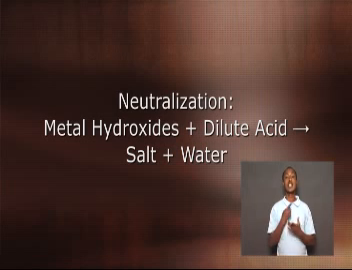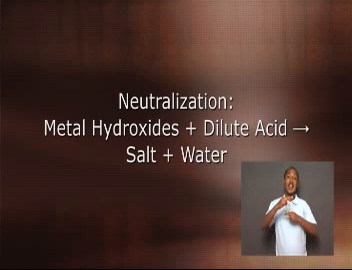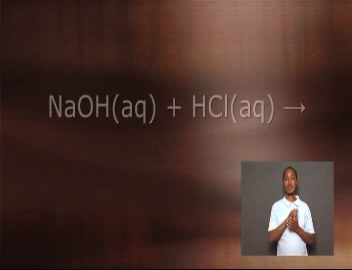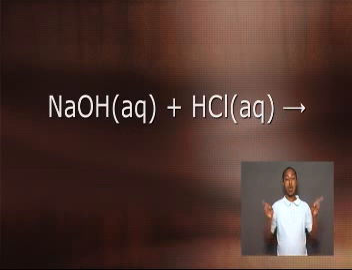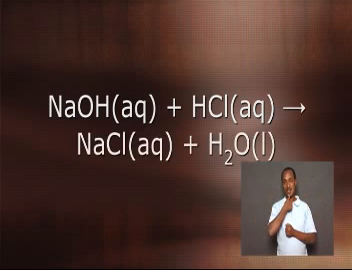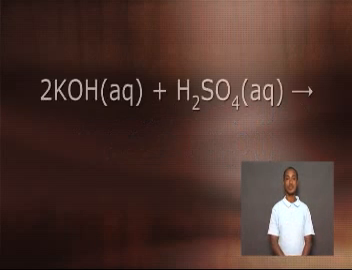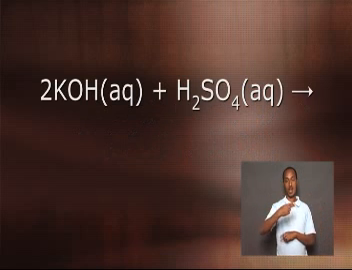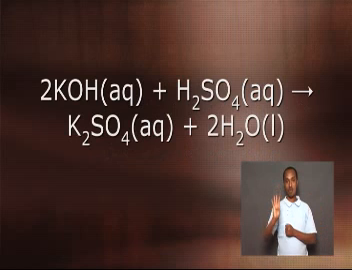Let us discuss neutralization, which is another method for preparing salts. Neutralization involves the reaction of metal hydroxides with dilute acids. For example, when sodium hydroxide reacts with hydrochloric acid, sodium chloride and water are produced. When potassium hydroxide reacts with sulfuric acid, potassium sulfate and water are formed.